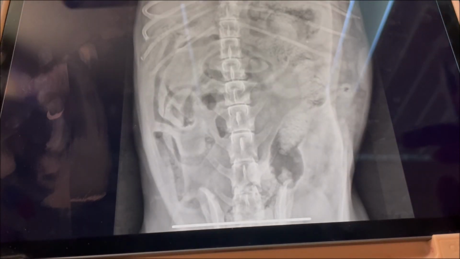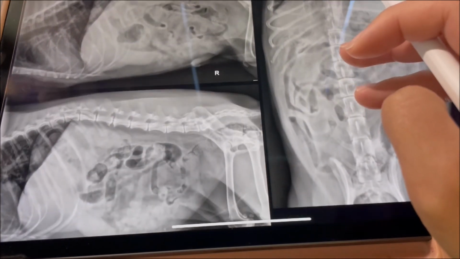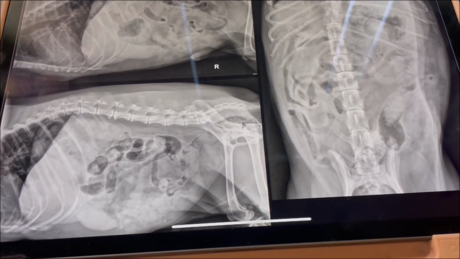Since we are suspecting neoplasia, the next step, of course, would be to do an ultrasound. But anyways, it turns out this dog did have carcinomatosis, which is when epithelial cells flake off and float elsewhere and land on something, and that's how they metastasize.